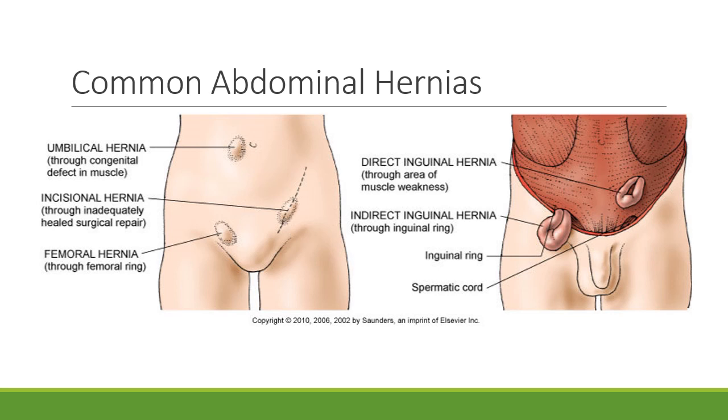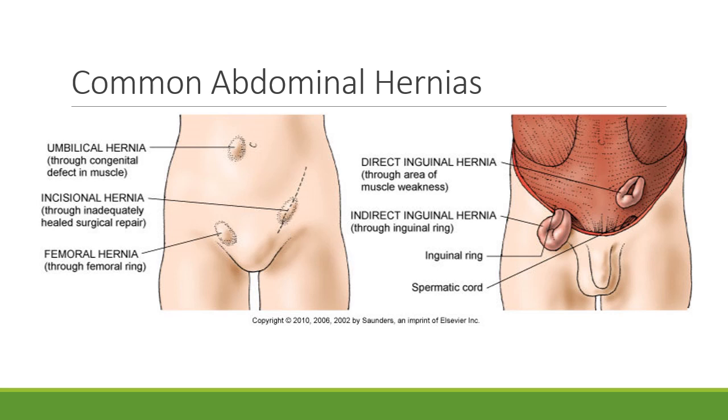Moving on to hernias. Protrusion of a segment of bowel, fat, or other tissue through a weakness in the abdominal wall, diaphragm, or other abdominal structures. And you see here that the most common sites are inguinal, femoral, umbilical, incisional, or we call it ventral.